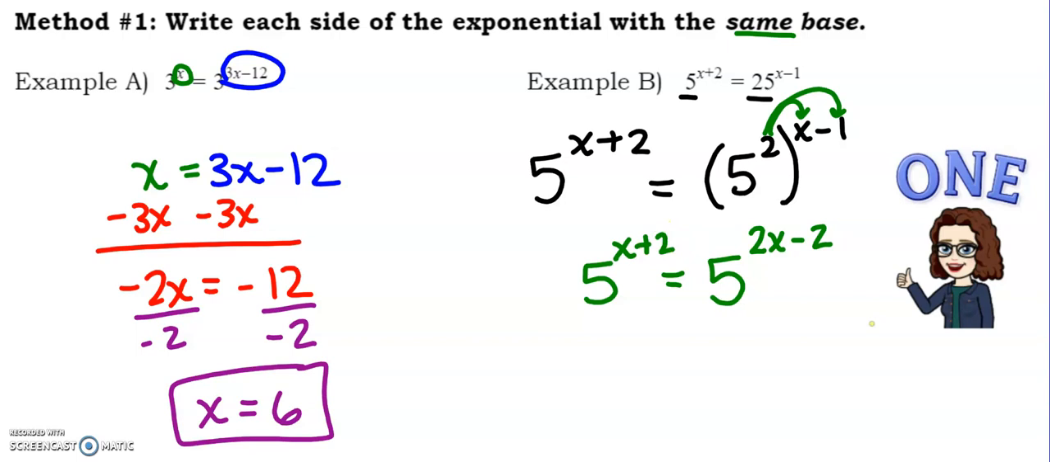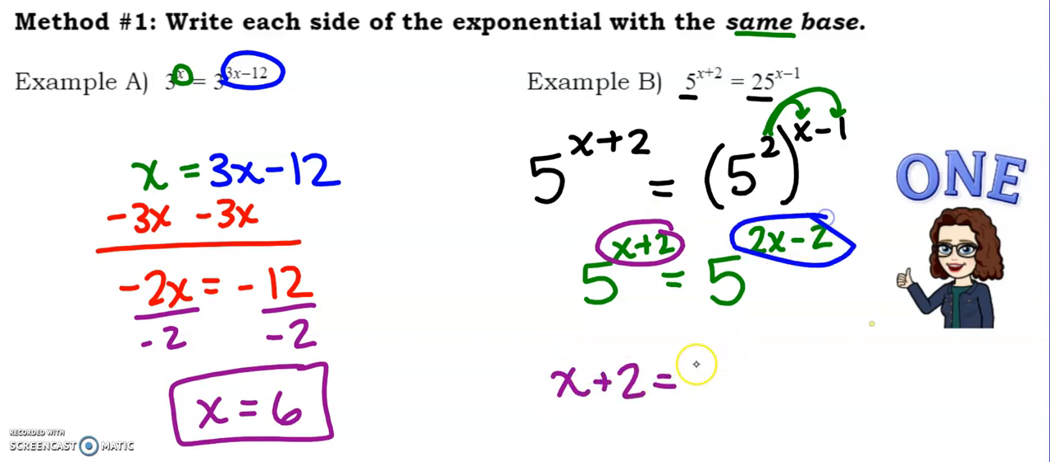Well, now I have a situation just like example A. And so whatever is up here, because they have the same base, will be equal to whatever is over here. Again, because they had the same base. So I'm going to add 2 to the other side.